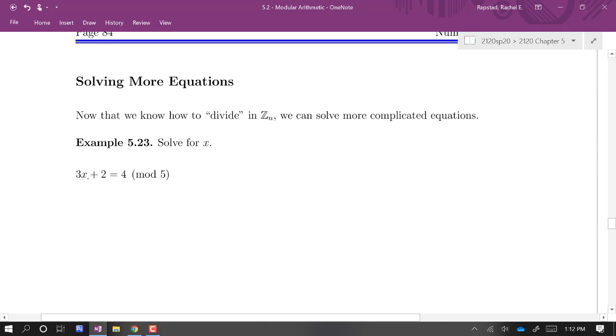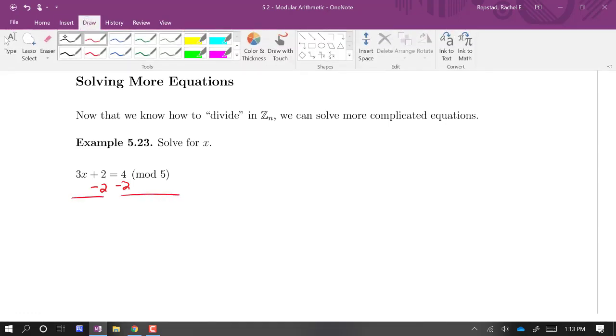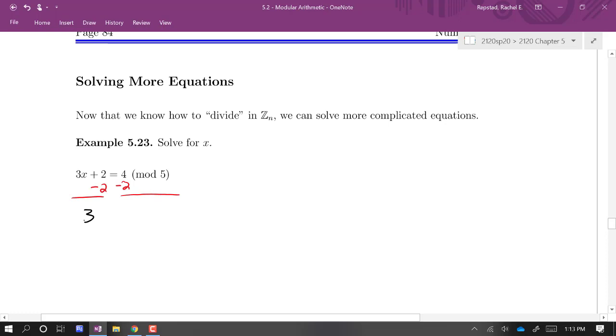We're going to do what our instincts tell us to do to solve this linear looking equation, and that is I'm going to get the x by itself. I want to subtract 2, and in this case I'm going to actually write it as minus 2, just because then my value on the right side will already be reduced mod 5. But equivalently, you could say, because we're in Z5, to add 3 to both sides. So on the left side, we have 3x. On the right side, 4 minus 2 is 2.